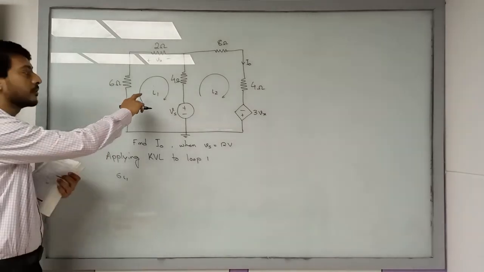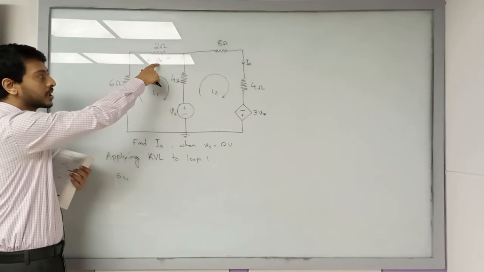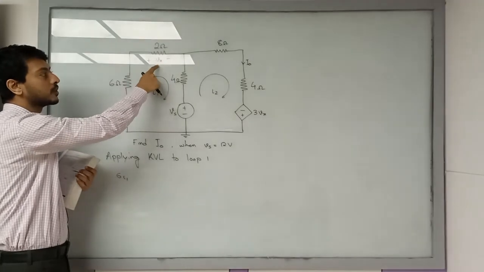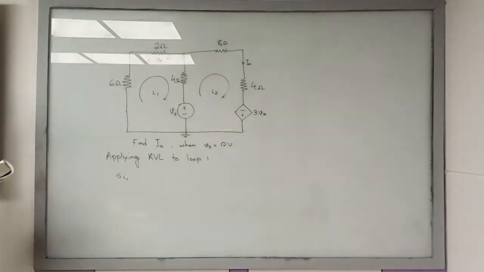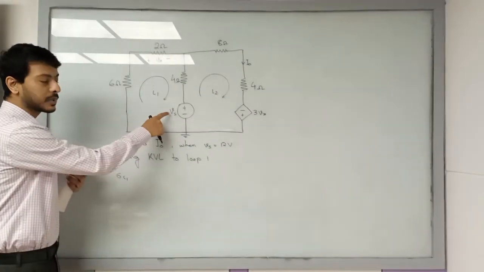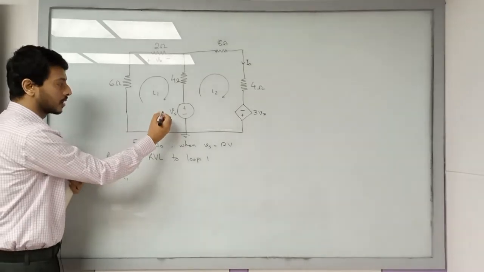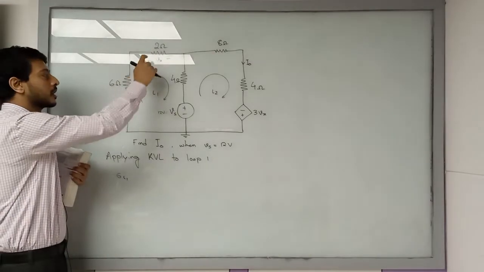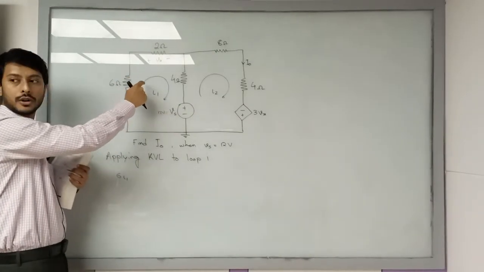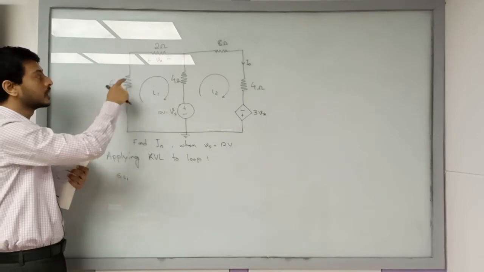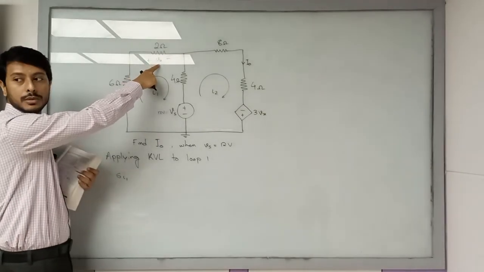So if I am considering the voltage drop, the voltage drop of 2 ohm is already given to be Vx, right? The voltage drop over here is given to be Vx. Vs is equal to 12 volts. This supply voltage Vs is equal to 12 volts. So you can write here as well, okay? While I am considering the KVL for this loop 1, the voltage drop across this is small I1 times 6 ohm. And the voltage drop across the 2 ohm is given to be Vx.